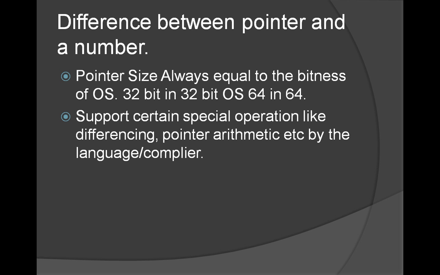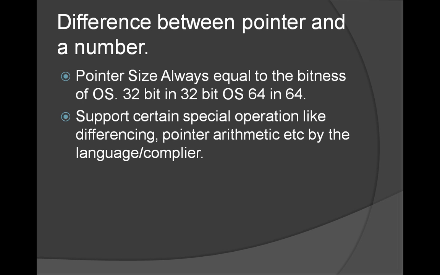So we have discussed that a pointer is just a number. We just interpret it as an address. So now what is the difference between a pointer and a number? Say, for example, int * and int. In fact, there is no big difference from a memory standpoint. Both are 32-bit.